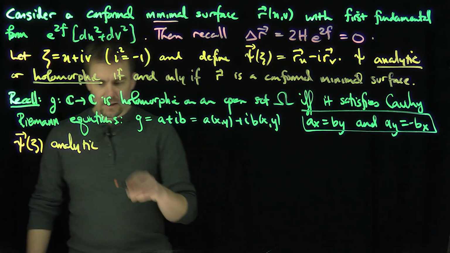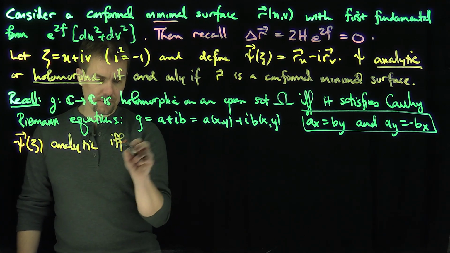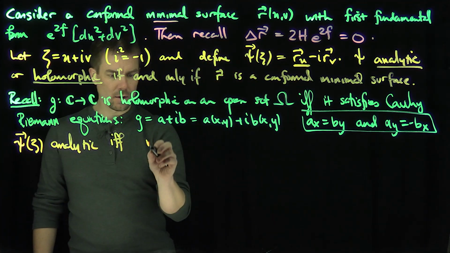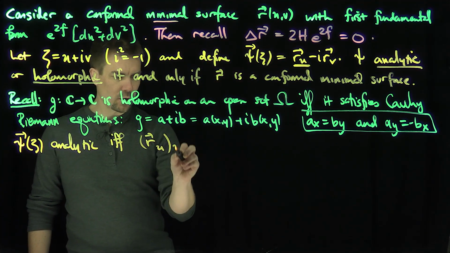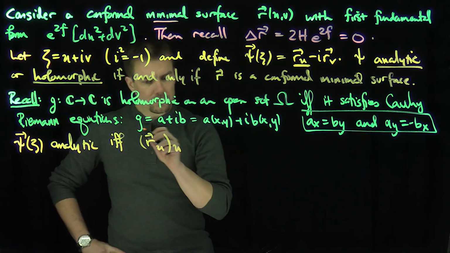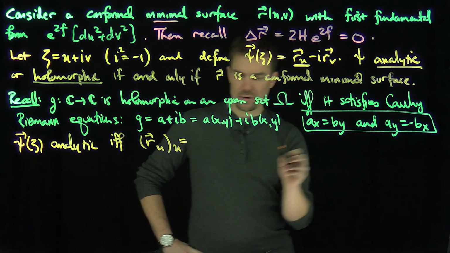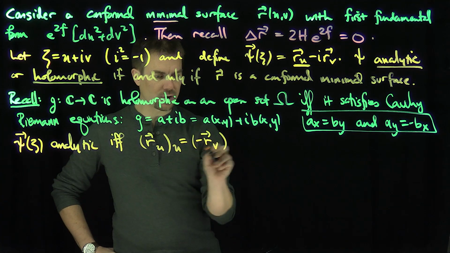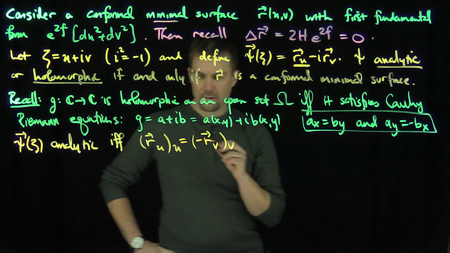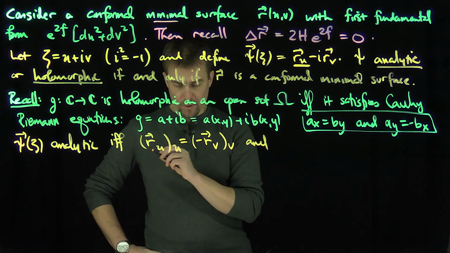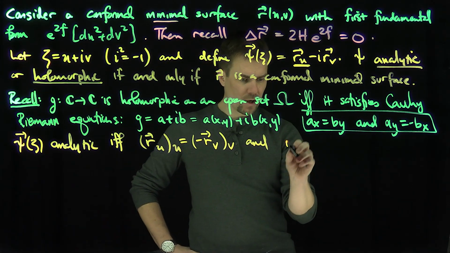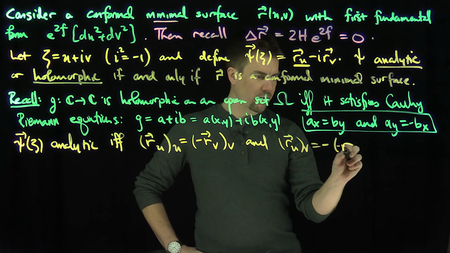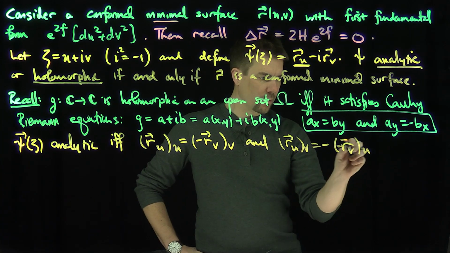So psi is analytic if and only if, well, what's the real part? This is my real part of psi, so I need that r_u, that's my u component, my x component, is equal to what? This Cauchy-Riemann equation has to be equal to negative r_v, that's the imaginary component, with respect to the second component v. And that's the first Cauchy-Riemann equation. The second Cauchy-Riemann equation is going to be r_u with respect to v has to be negative of negative r_v with respect to u, right?